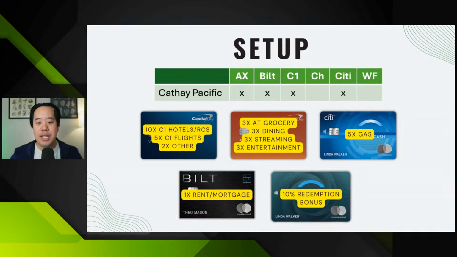Having said all that, this is actually what I think the setup should be to maximize for Asia Miles specifically, just knowing what we know. So the Capital One Venture X will get you that premium lounge access, the Priority Pass membership, as well as all those multipliers that could be helpful for getting those Asia Miles: the 10x on Capital One hotels and rental cars, 5x on Capital One Travel flights, and 2x on everything else. You have the Capital One Saver for all those other food purchases. You have the Citi Custom Custom Cash for 5x on gas, the Bilt with the 1x on rent and mortgage, and you have that Citi Rewards Plus not for spending, but for the benefit when you transfer those points to Asia Miles, you get a 10% redemption bonus too, which is good.